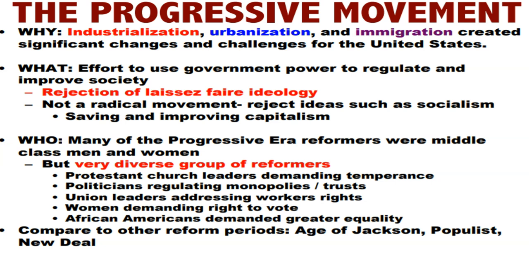Who was involved in this movement? Many of the progressive era reformers were middle class men as well as women, but the group itself was very diverse and it included Protestant church leaders demanding temperance, politicians regulating monopolies and trusts, union leaders addressing workers' rights, women demanding the right to vote, African Americans demanding greater equality.